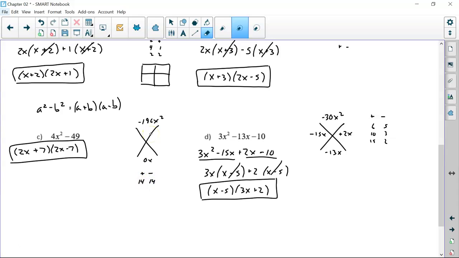Those are the factors of 196. We'd have a negative 14x and a positive 14x. So it would become 4x squared minus 14x plus 14x minus 49. So looking at these, the common factors, we'd have a 2x, and we'd factor out an x minus 7. The last two terms, we'd have a positive 7, and then we'd have x minus 7.